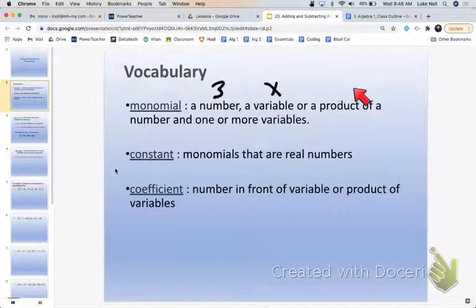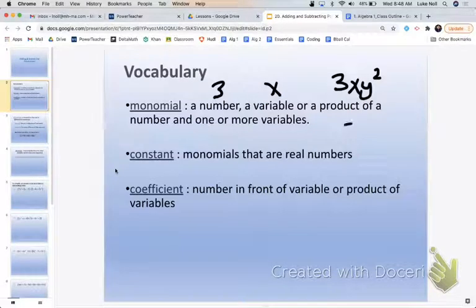Or it could be a product. We know product means what in math? The answer to a multiplication, right? So a product of a number and one or more variables. So also like 3xy squared, that's also a monomial. It's one term, okay? So it could be a number, a variable, or a product of a number and one or more variables. These are all different monomials, right?